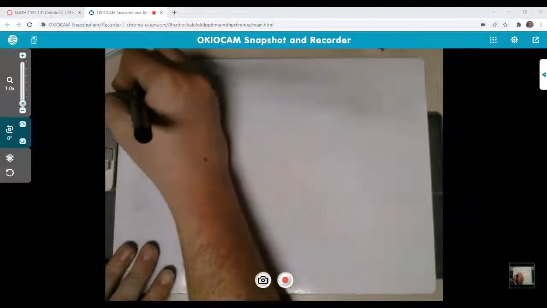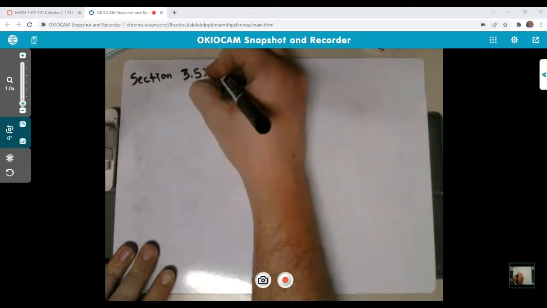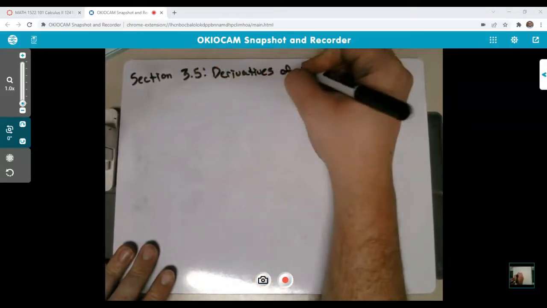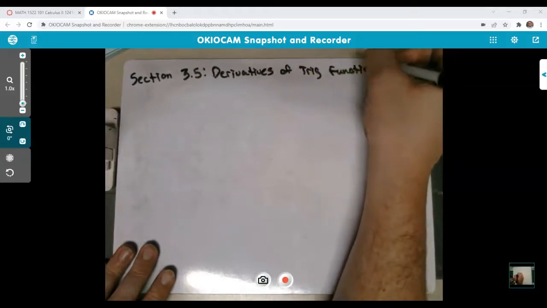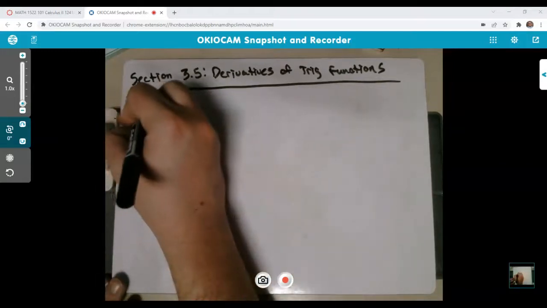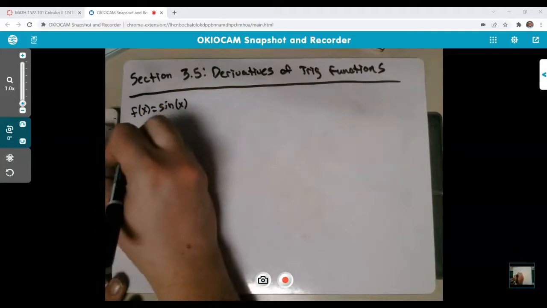It is now time to move on to section 3.5, which talks about derivatives of trig functions. So we're throwing in some trig. What we are going to do first is calculate the derivative of sine of x. So we're going to let f of x be equal to sine of x, and let's find out what f prime of x is there.